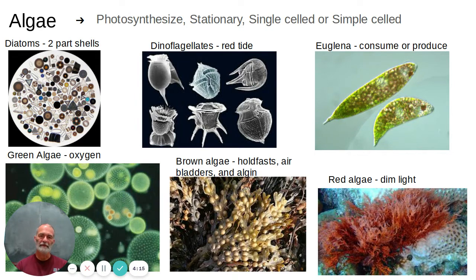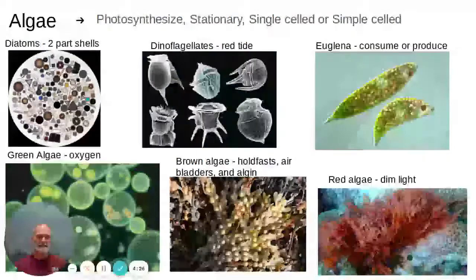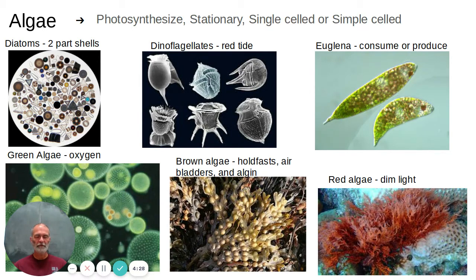And the brown algae have 2 things that are kind of like plants. They have holdfasts, which are like roots, and they have air bladders. So in the leaves and in the stems, they have little bubbles filled with air, and that keeps them afloat on top of the water because that's the way they're able to photosynthesize. Now, they also produce a substance called algin. It's a gooey, sticky, gummy substance, and you can actually use it to make gummy bears and other gummy things.